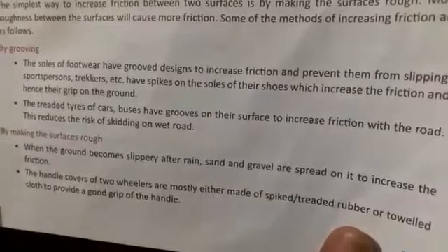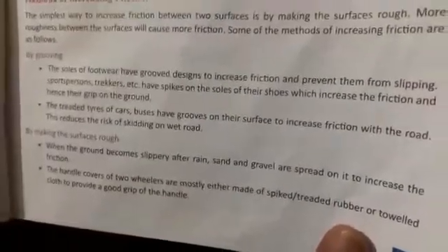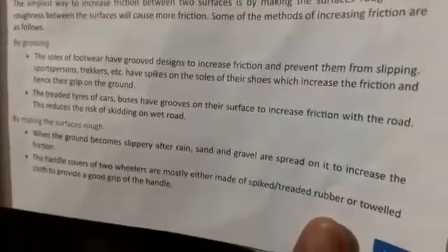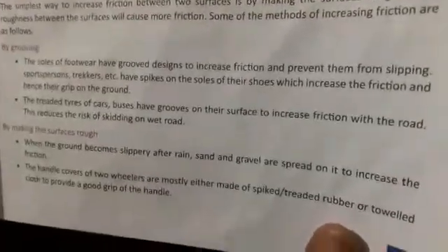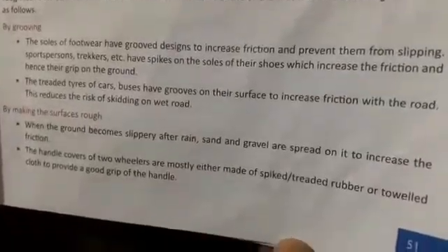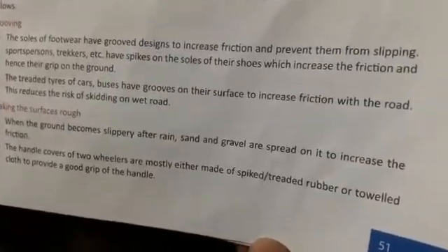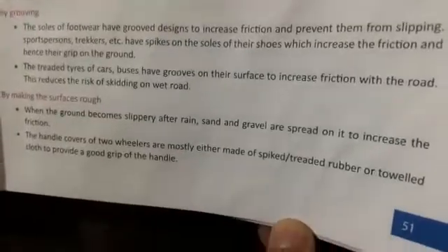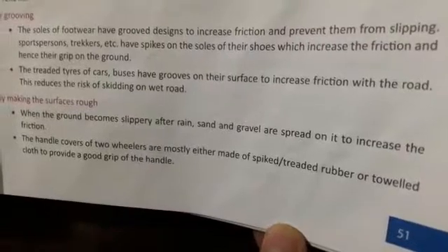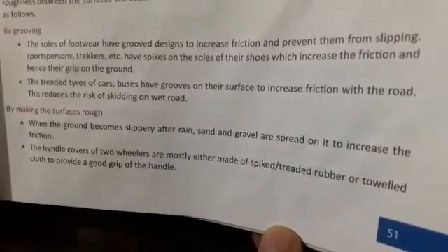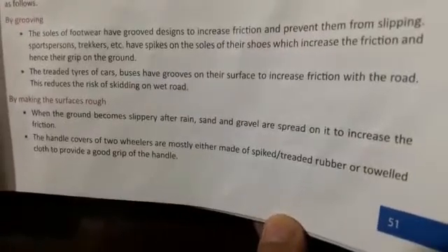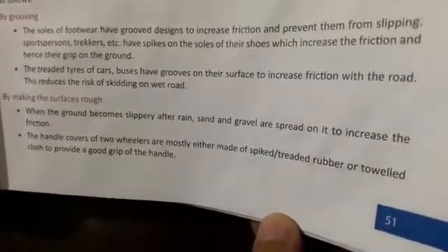Next is by making the surface rough. When the ground becomes slippery after rain, sand and gravel are spread on it to increase the friction. Next, the handle covers of two wheelers are mostly made of either spiked, treaded rubber or toiled cloth to provide a good grip on the handle.